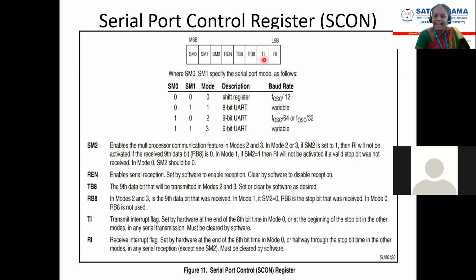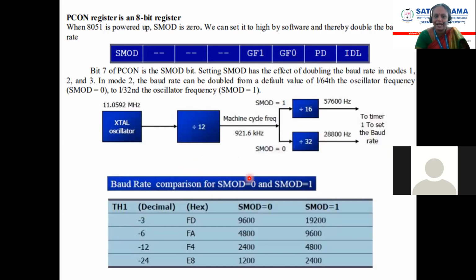Okay. Then TI and RI. TI and RI are nothing but two interrupt flags. One is the transmission interrupt flag and the other is the receiving interrupt flag. So during transmitting, the transmit flag will be enabled, and during receiving, the receive flag will be enabled. Are you clear, ma? This was already explained; it is just a recap.